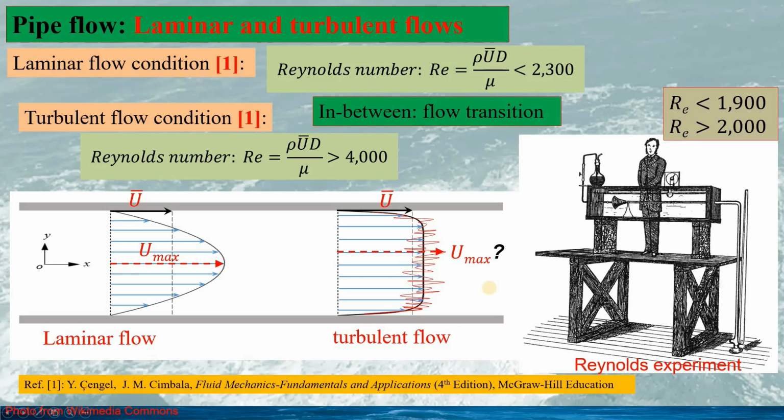And one other reason for using the average velocity is that the flow rate can be simply calculated as the average velocity times the area of the pipe. This calculation is correct for both laminar flow and turbulent flow.